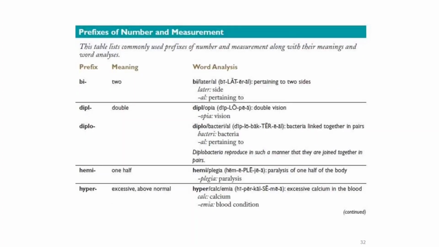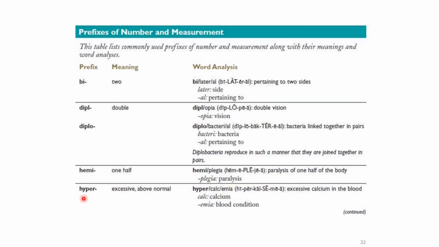Then prefixes of number and measurement. The first is bi. Bi means two. And the word analysis for the prefix bi is bilateral. Means pertaining to two sides. Right? Then another prefix is diplo, and diplo means double. The word analysis for diplo is diplopia. Diplopia means double vision. Opia means vision. Then another prefix is hemi. Hemi means one half, and the word analysis for hemi is hemiplegia. Hemiplegia is the paralysis of one half of the body. Plegia means paralysis, which we have already seen in the suffixes.